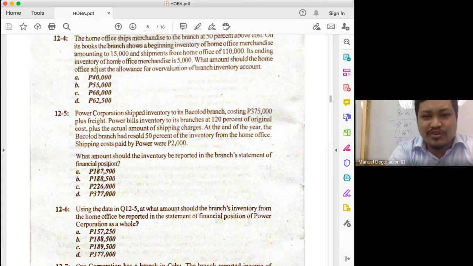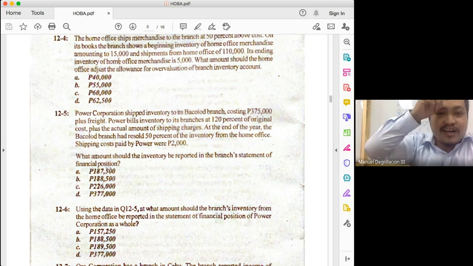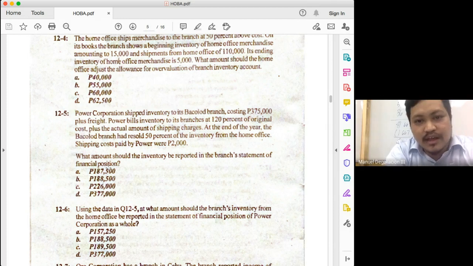Problem 12-5. The question here is, what amount should the inventory be reported in the branch's statement of financial position? Let's go over the problem. Power Corporation shipped inventory to its Bacolod branch costing 375,000 plus freight. Power bills inventory to its branches at 120% of original cost plus the actual amount of shipping charges. At the end of the year, the Bacolod branch had resold 50% of the inventory from the home office. Shipping costs paid by Power were 2,000.